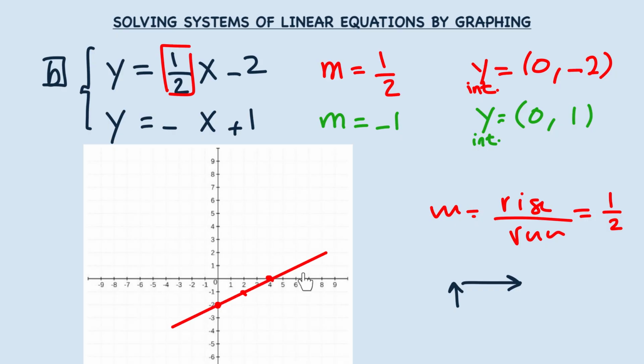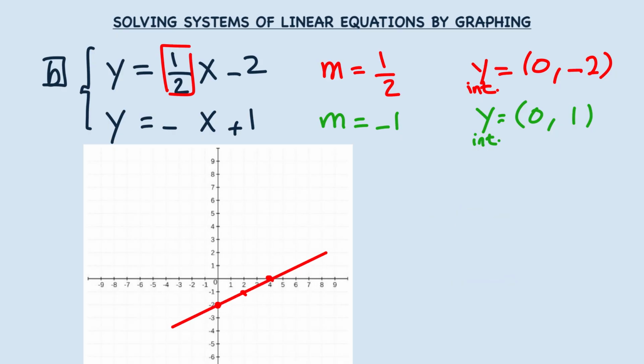Now simply I have to connect these dots together. Next, we repeat the same steps for the second equation. We will start with the y-intercept at the point 0 and 1. So the point will be here. And the value of the slope is minus 1. Minus 1 is the same as minus 1 over 1.